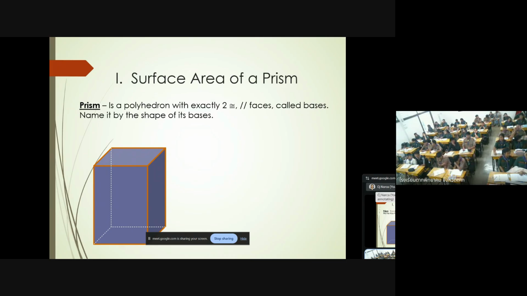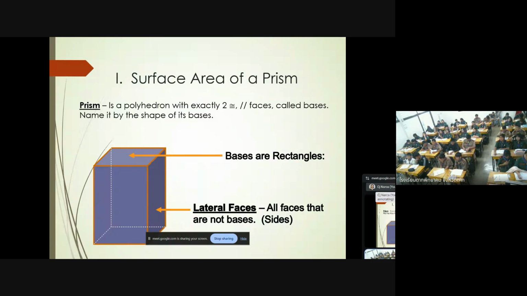All right. So, in this one, this is an example of a cuboid, or rectangular prism. In a rectangular prism, remember, guys, in getting the surface area, you need to know what is the base. The base is a rectangle, and then lateral faces. Repeat after me. Lateral. Lateral.